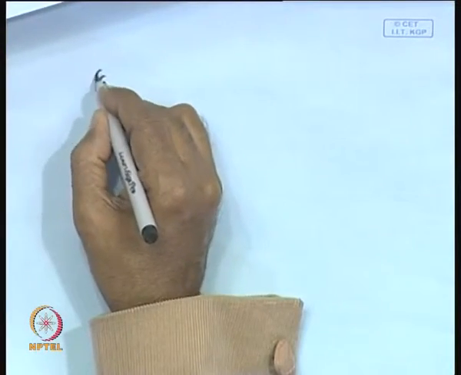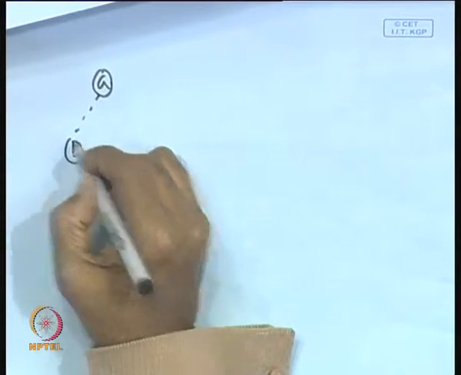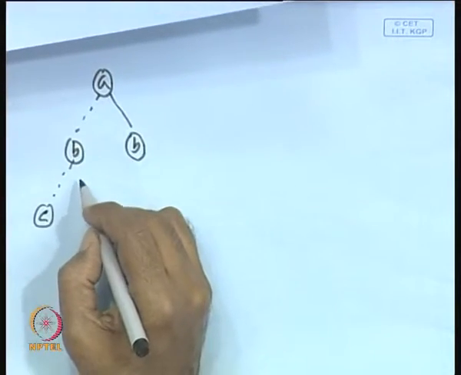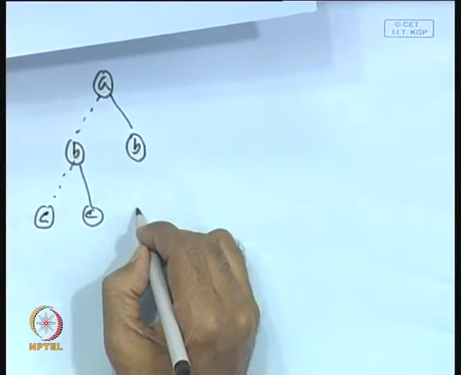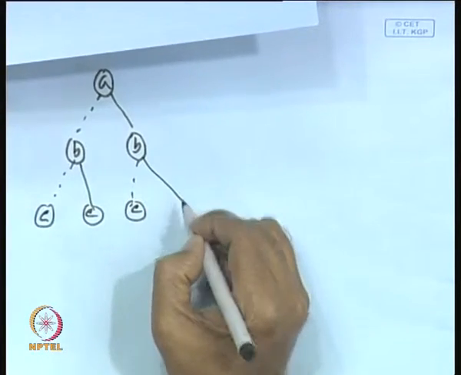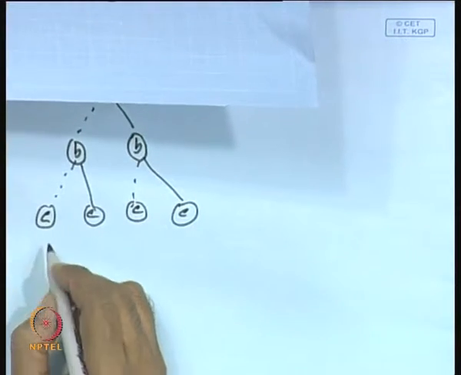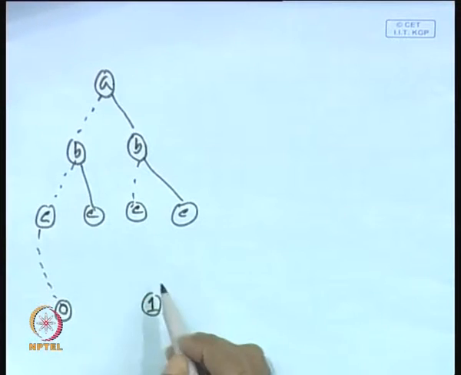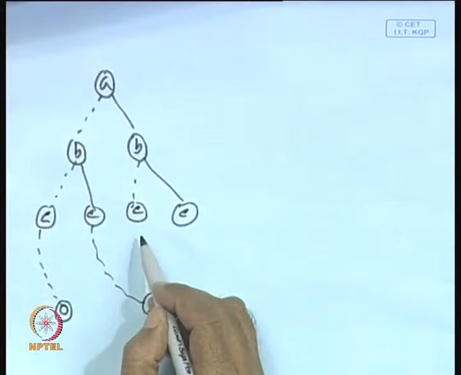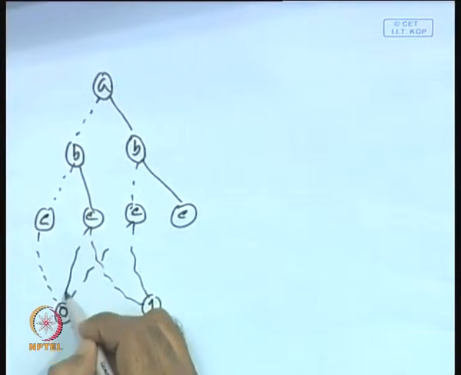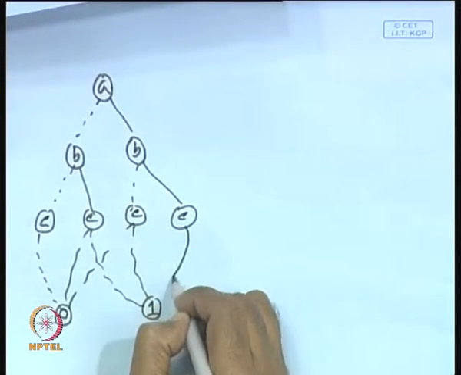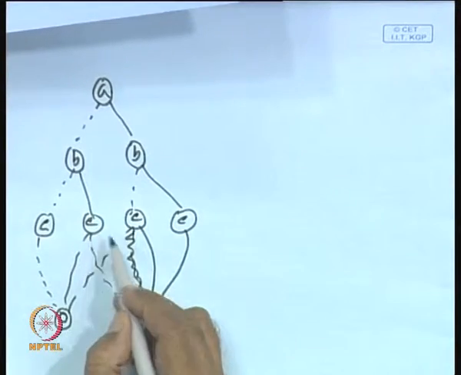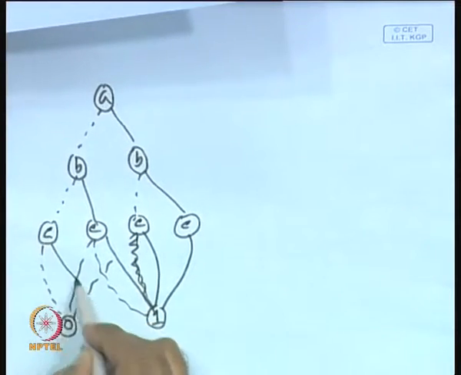So, first step will be A, B, B, C, C. So, all the zeros are to be combined. Let me write 0 here, let me write 1 here. So, 0 is coming from here, 0 is also coming from here, 0 is coming from there, and 1 is coming from here, 1 is coming from here, and from this one it is going to 1, and from this it is going to 1. So, this is the first step.